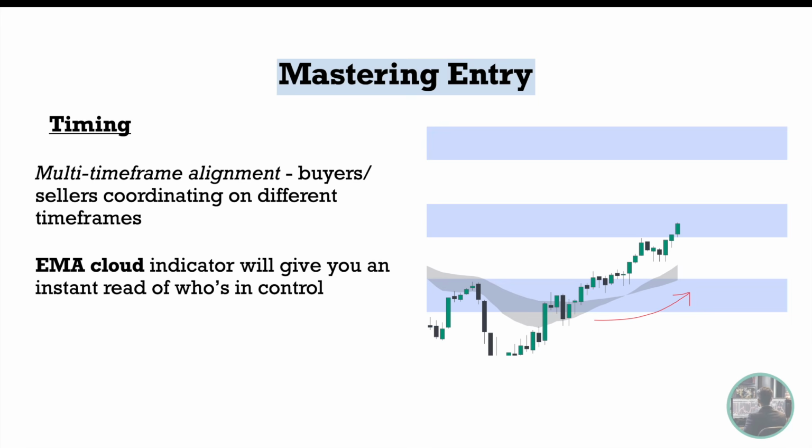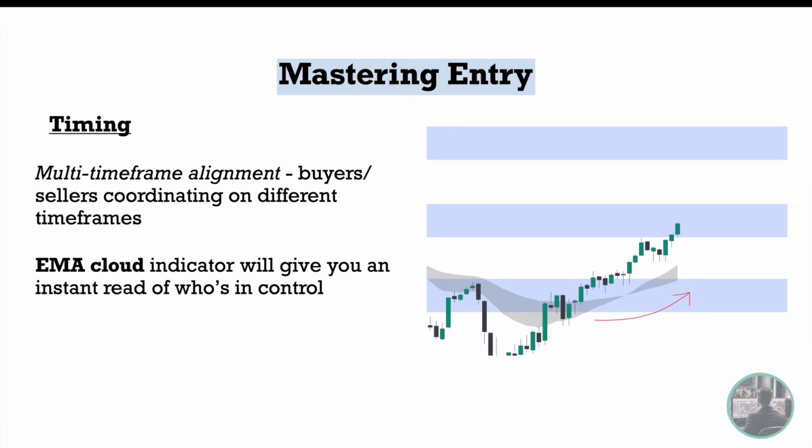If the cloud is sloping up, buyers are in control. The market is in an uptrend and it's more likely to keep moving higher. If it's sloping down, sellers are in control. The market is in a downtrend and it's more likely to keep moving lower. And if the cloud is flat or twisting back and forth, nobody's in control.